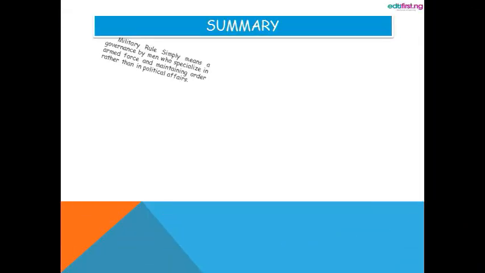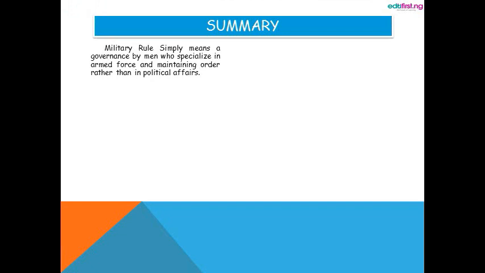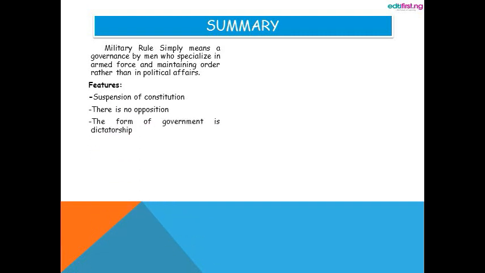Summary. Military regime simply means a governance by men who specialize in armed force and maintaining order rather than in political affairs. Features: suspension of constitution, there is no opposition, the form of government is dictatorship. One of the reasons for military intervention in Nigeria is tribalism.